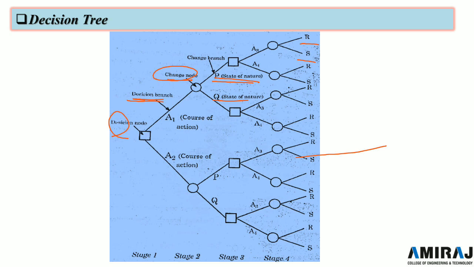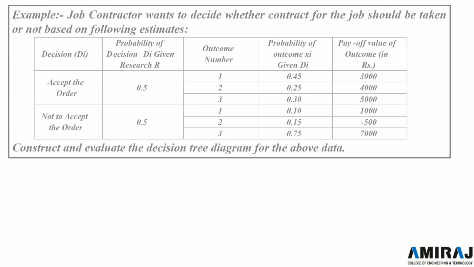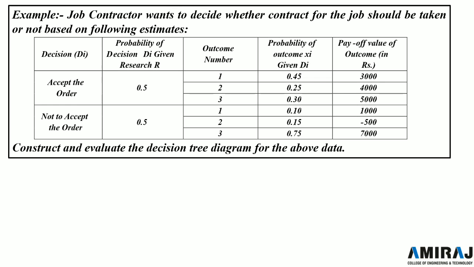Now let us take one example. Here there is a job contractor who wants to decide whether the contract for a job should be taken or not, based on the following estimates. There is a decision given: accept the order or not accept, and the probability is half, which means 50%, 0.5. There are three outcomes. If the order is accepted, we have the probability of the outcome and the payoff value for it, and if it is not accepted, then what will be the probability of the outcome for the given demand and the payoff value. Now we have to construct and evaluate the decision tree diagram for this.